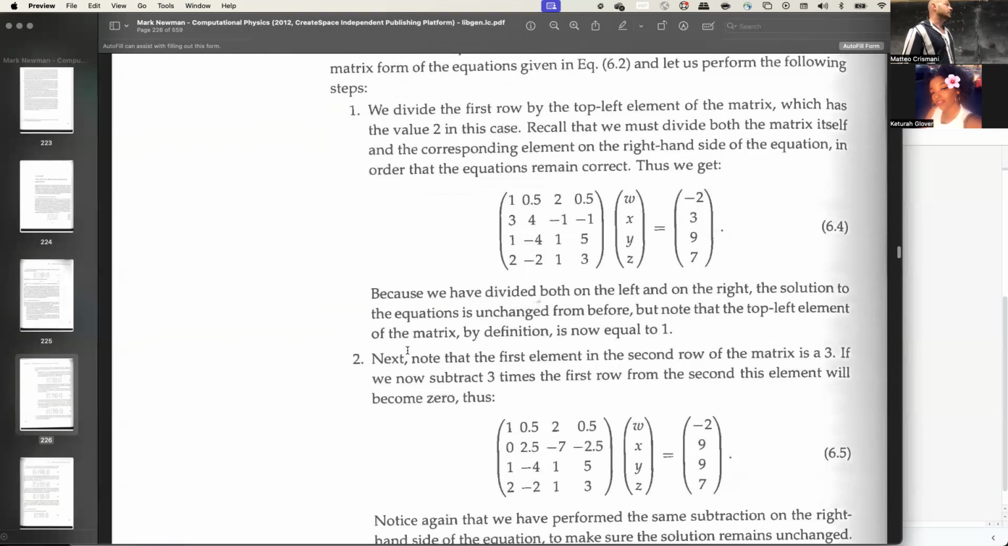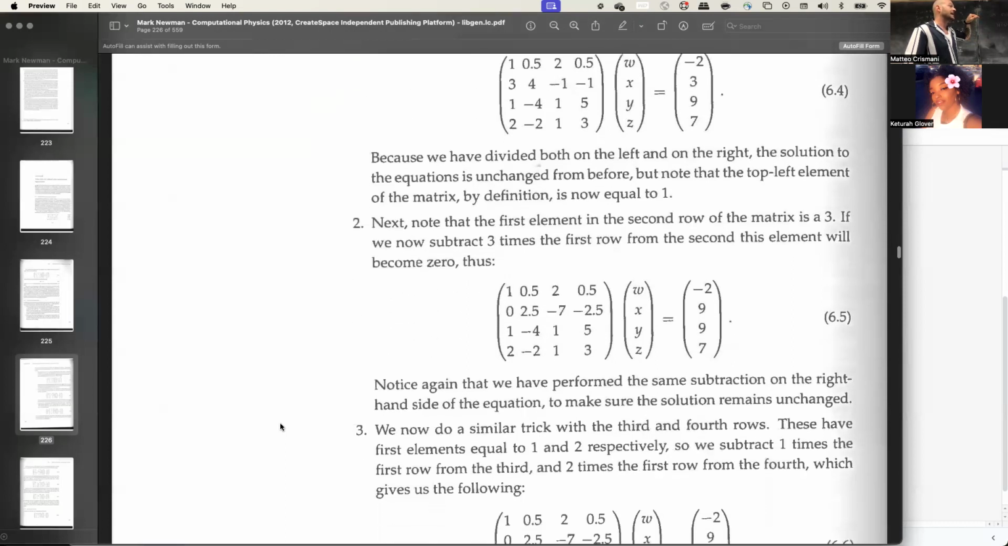On to the next row. So note that the first element in the second row of the matrix is a 3. If you subtract 3 times the first row from the second row, it'll become 0. That seems reasonable, right? So I'm going to take this row here, which now has a 1 in it. I'm going to multiply by 3 and subtract it from this one. So the 3 W's cancel. Right? And you'll see why I'm doing this in about 2 seconds. Okay, I'm not going to go through the rest of the math there, but you can trust me or trust the book that they did it right. So I got a 1 in the top. I got a 0 in the first column.